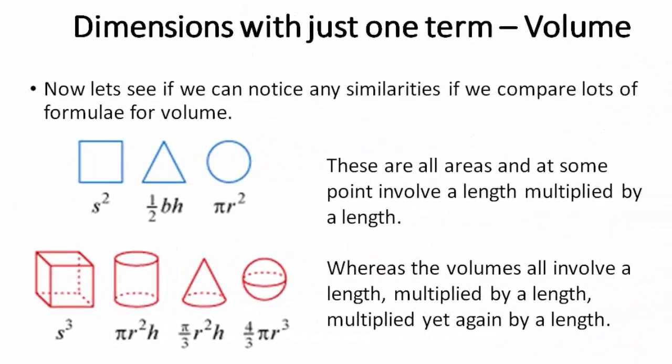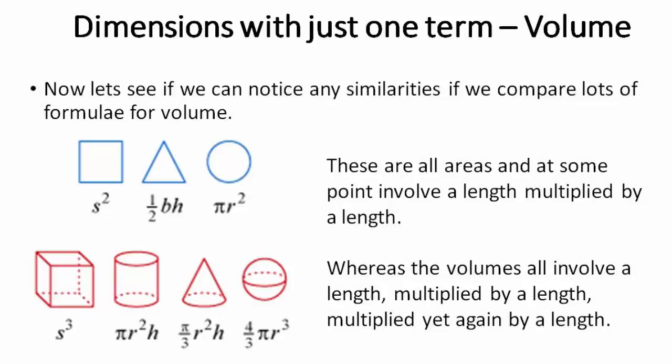Now, for volume, I don't think it will surprise you too much, and if you just have a look at a few formulas here, the formula for the volume of a cube is the length of the sides cubed, so let's say the side length is s, then we're going to have s cubed. The formula for a volume of a cylinder is pi r squared h. The formula for a volume of a cone is 1/3 of that formula, it's pi over 3 r squared h. And the formula for the volume of a sphere is 4/3 pi r cubed.